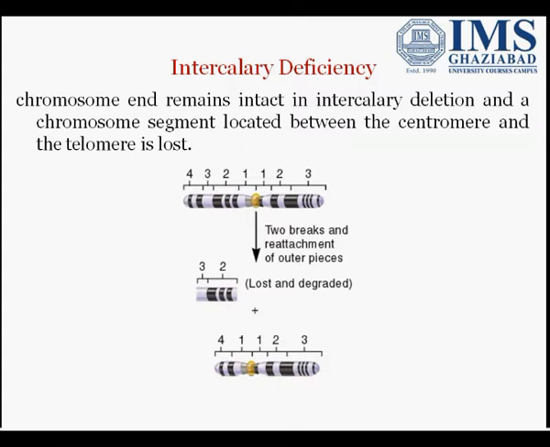You just find out that this is the normal chromosome. As we have discussed earlier, 1, 2, 3, 4 is the position of the genes, and here we have on the right hand 1, 2, 3. There are two breaks and the reattachment of the outer pieces. What will happen is that from the left side, genes 2 and 3 get lost. Then the chromosome rejoins, and we will have genes 1 and 4 from the left side and 1, 2, 3 on the right side. This is called intercalary deficiency, meaning the genes get lost from the middle portion of the chromosome.